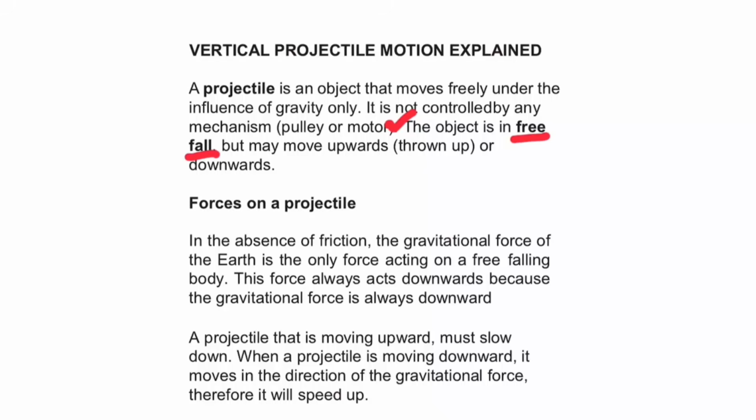Free fall is the motion of an object where the only force acting is gravity. So projectile is an object, right? That's how the definition starts for projectile. And then for free fall, it is the motion. That is the difference between the two.